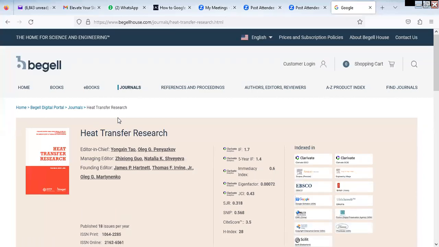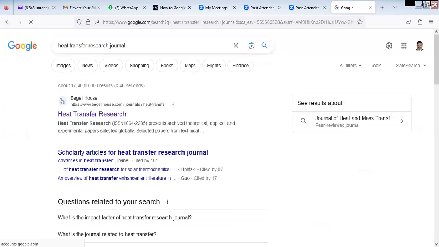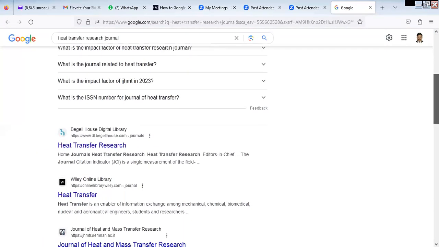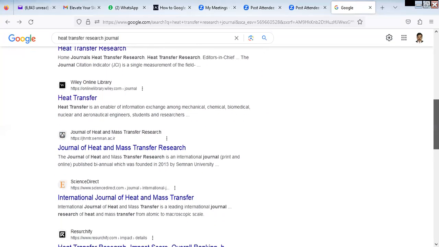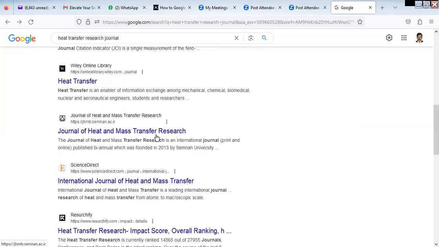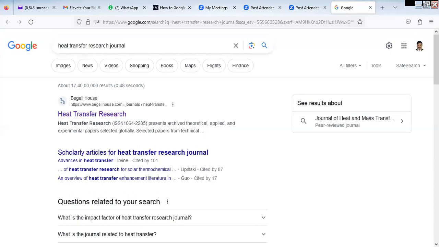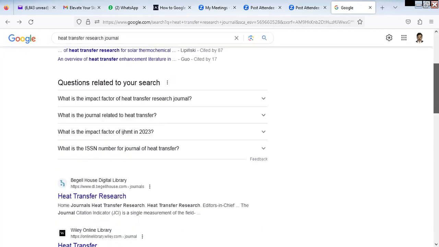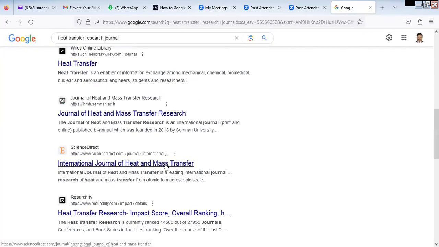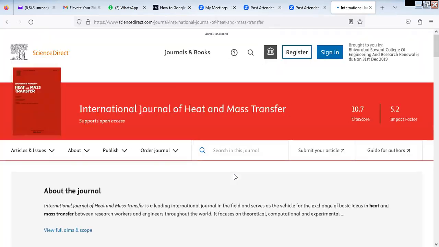So you got one journal, Heat Transfer Research. It is a very general topic, a very broad area. Then we got a very important journal, Journal of Heat and Mass Transfer Research, and the International Journal of Heat and Mass Transfer, which is a very reputed journal. Please understand Google gives preference to the reputed first.